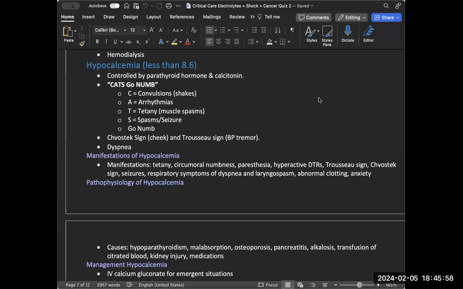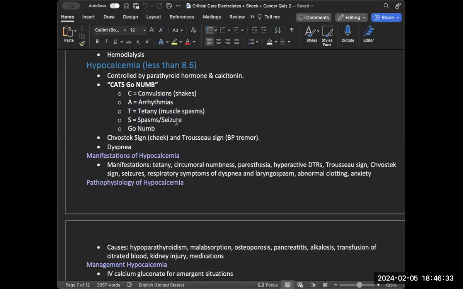But as you're going to see, the signs and symptoms of low calcium levels, I should say, are the same as when we have high phosphorus levels. So for calcium, we're talking about a level of less than 8.6, and we're talking about this little mnemonic called, I like it, it's called CATS GO NUMB. So it's C for convulsions, A for arrhythmias, T for tetany or muscle spasms, S for seizures, and numbness.